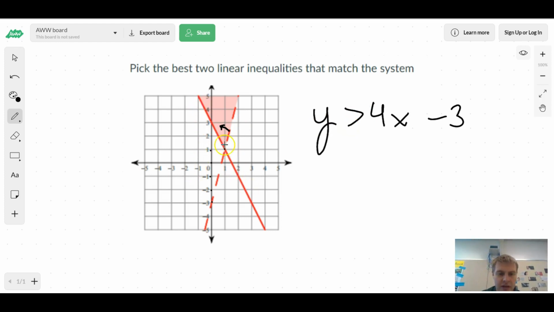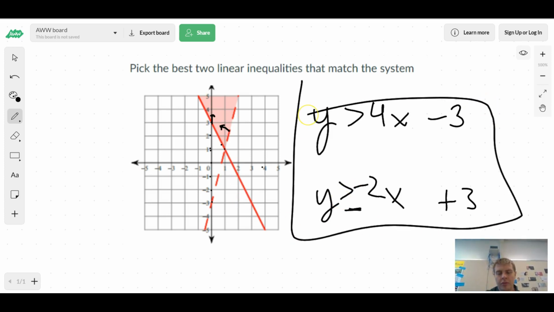This is my second line, so let's see where that starts. That starts at +3, and it looks like the slope is down 1, 2, and over 1, so that'd be -2x. And now for the sign, we know we're going to have an underline because this is a solid line, and this one looks like it is also shading up. So that would be greater than again. So this would be my equation.